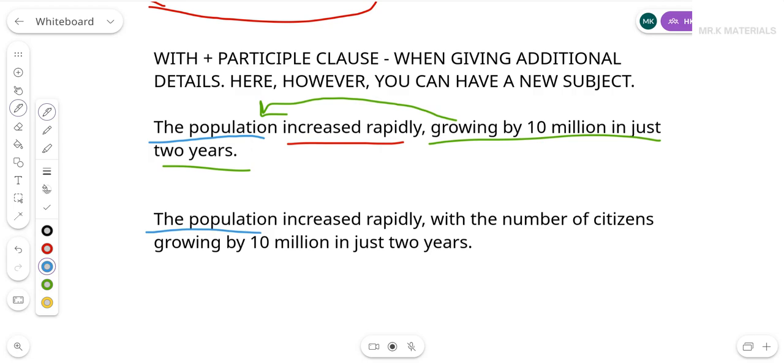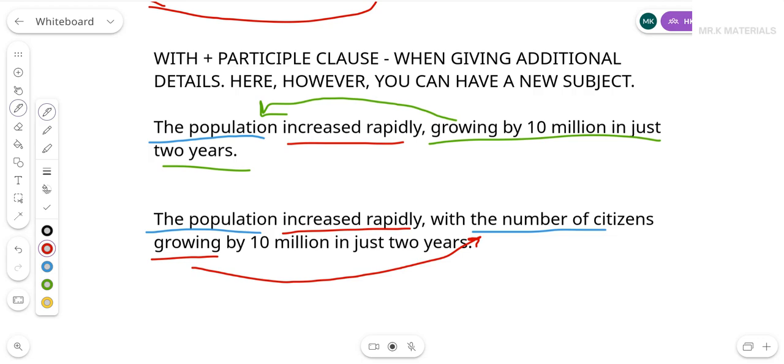Again, I have my main subject here. So, population is the main topic. It increased rapidly. And then you see I have a new subject, with the number of citizens. And my verb here, growing, no more belongs to population. I'm not talking about population anymore. I'm talking about the number of citizens. With the number of citizens growing by 10 million. Yes, in this exact sentence, number of citizens is the population. The meaning is the same.